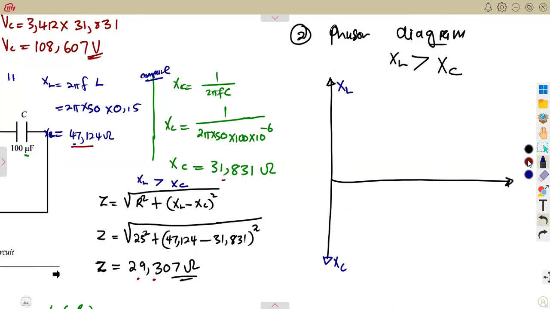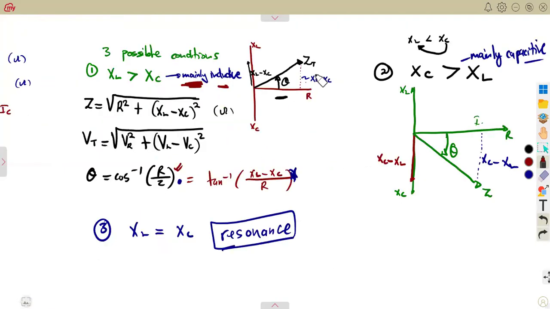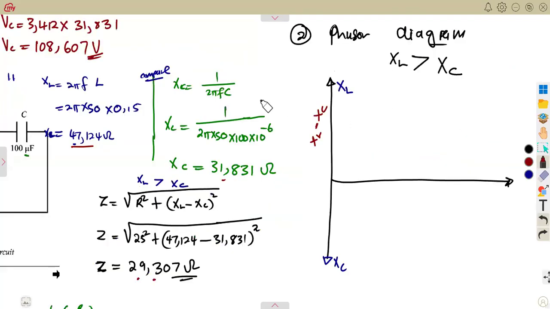And there, you indicate the difference because XL is greater than XC. So you must indicate XL minus XC, or you can even just indicate it with a minus to show that we are going to use the difference. Remember, this is what I showed you guys. We use the difference of XL minus XC when XL is greater than XC. It is mainly inductive, so you must indicate that.